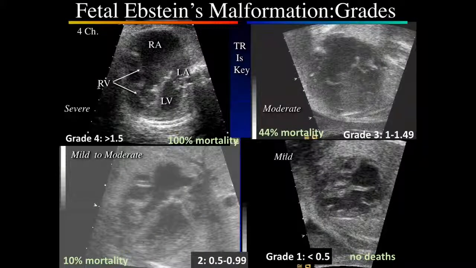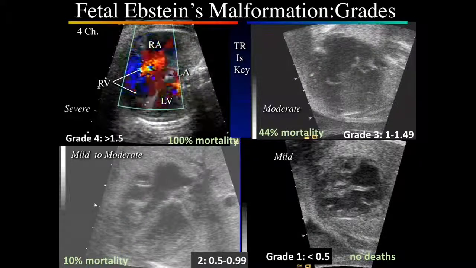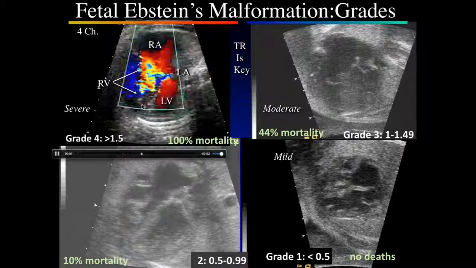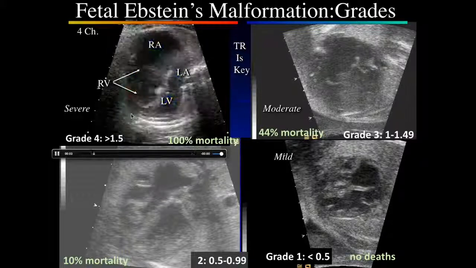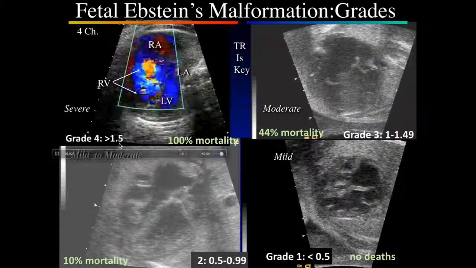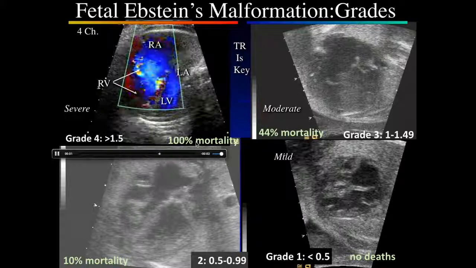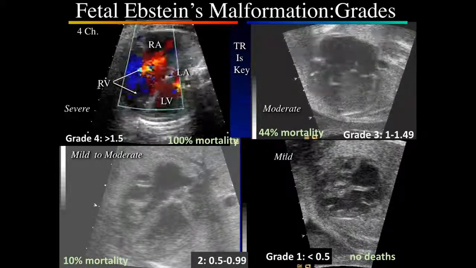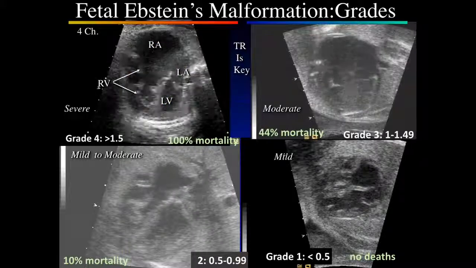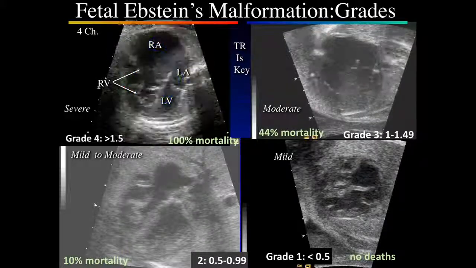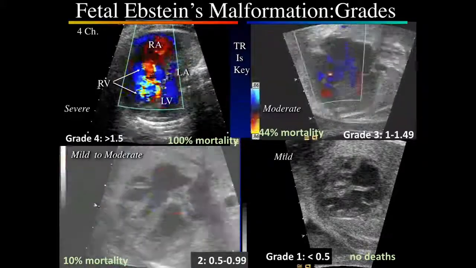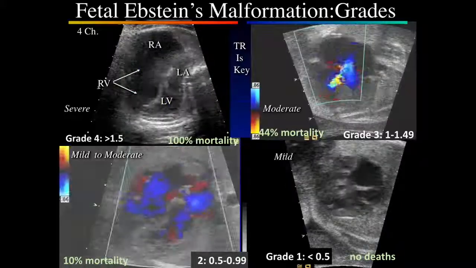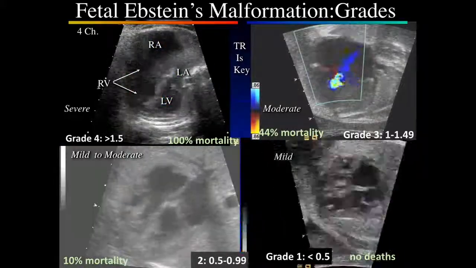So back to the grades. We have the 4 grades that was established by Dr. Sellermeyer, showing very severe displacement of the valve with a big atrialized right ventricle. And when this was greater than 1.5 to 1, the mortality was found to be 100%. Lesser degrees of mortality were found as the ratio diminished, with a mortality of only 44% when it was 1. When it was 0.5 to 0.9, only a 10% mortality, and under 0.5, no deaths were recorded.